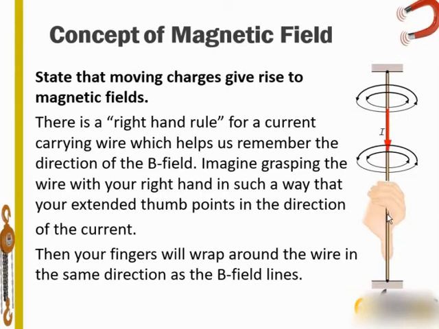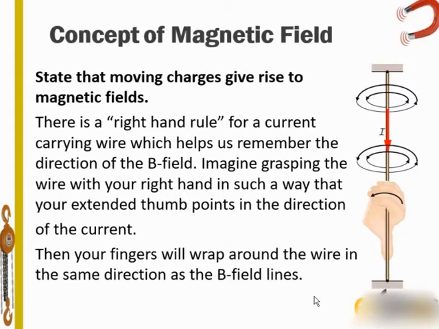So let's imagine that you hold the wire, you grasp it in your right hand, and you extend your thumb, but your thumb has got to point in the direction of the current. Then once you've done that, your fingers are going to wrap around the wire in the same direction as the magnetic field. In other words, your fingers are the ones which point in the direction of the magnetic field. Here you can see in the diagram the arrow indicating the direction of the magnetic field.